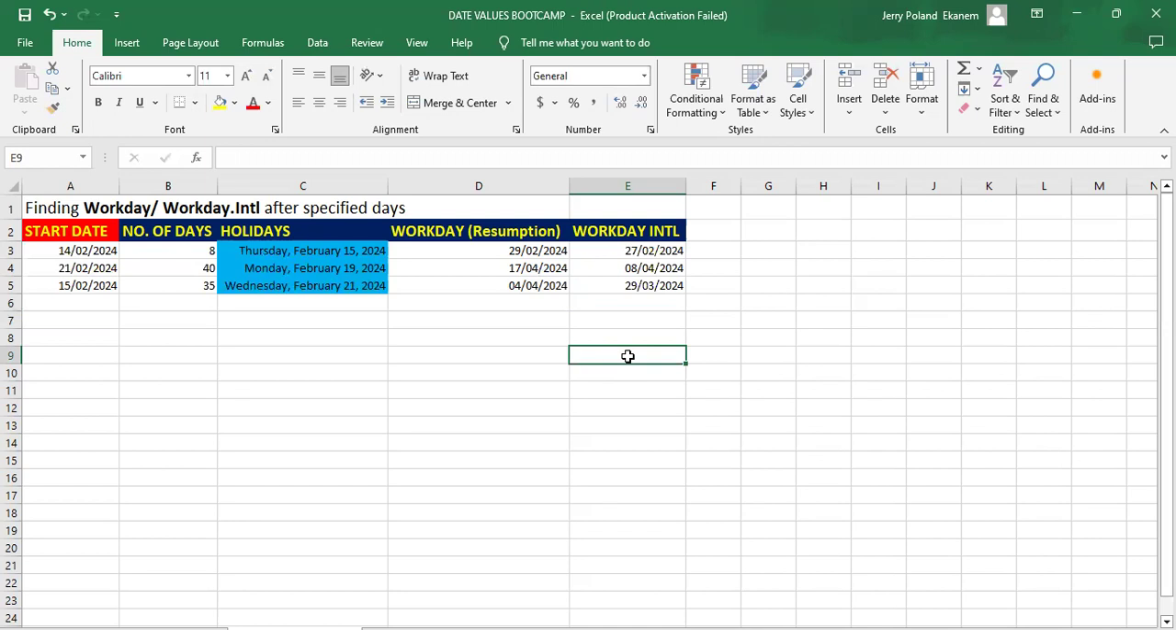So in a nutshell, what we've been trying to learn today is the use of the Workday and the Workday International functions. These functions help us to return a specified date after a particular number of days. So when are we coming back to work? A case study: when are we coming back to work after our leave days are completed? So I'm trying to say that we use this function especially in the HR department. It's a very, very important function, and I trust that if you keep practicing and watching this video, you'll be able to make sense out of it.